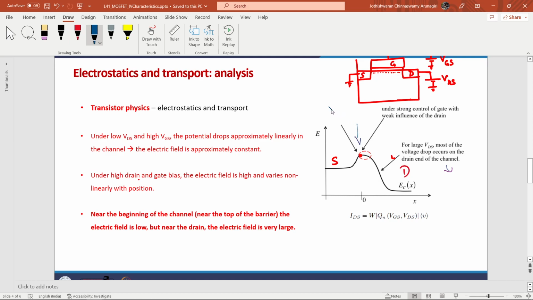So over here, ideally speaking, I will only want the influence by VGS, and for small VDS, it implies a linear slope. So, what can you tell me if this slope is linear? If this line is linear, what can you tell me?